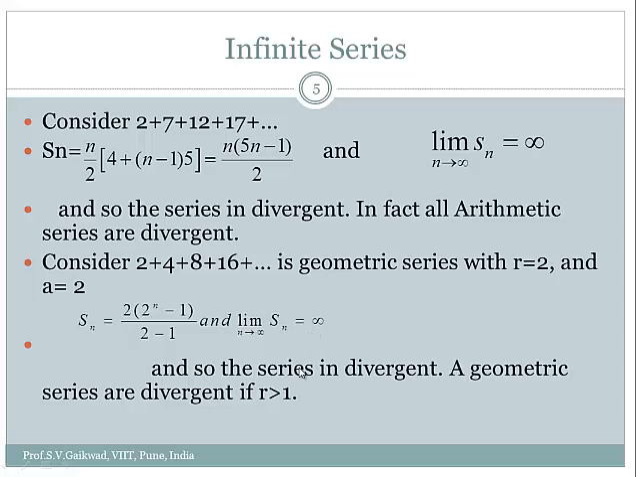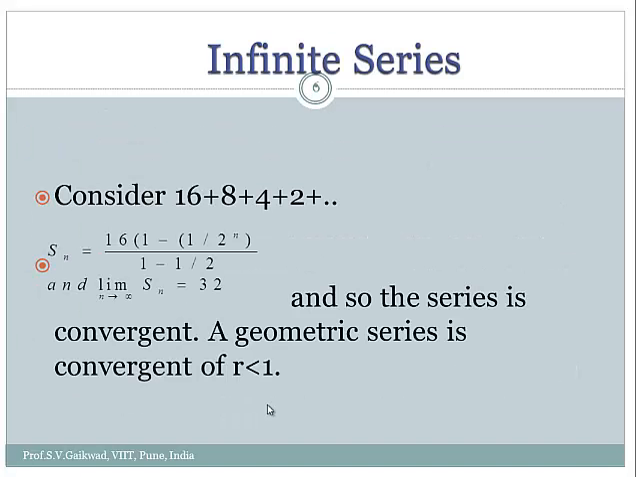In general, a geometric series is divergent if the ratio is greater than 1. Now consider this geometric series, 16 plus 8 plus 4 plus 2. Here this is the sum of n terms, and as n tends to infinity, as this 1 by 2 is less than 1, 1 by 2 raised to n tends to 0, and you get the sum as 32. The limit of that Sn is 32. This is a finite number, and so this series is convergent. In general, a geometric series is convergent if R is less than 1, if the ratio is less than 1.